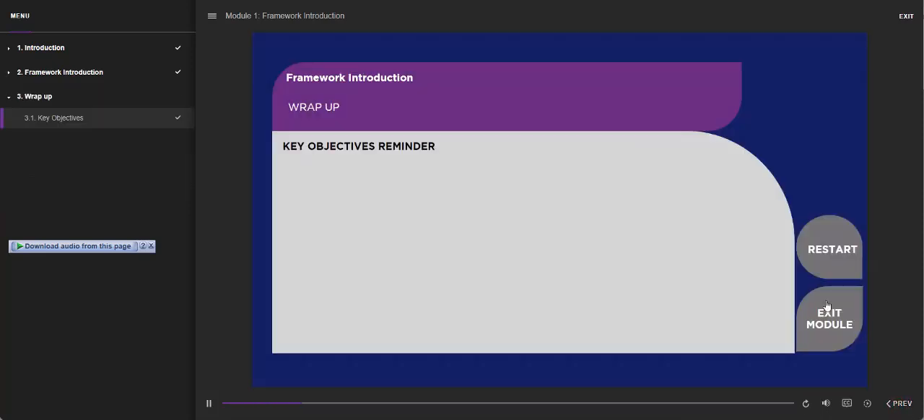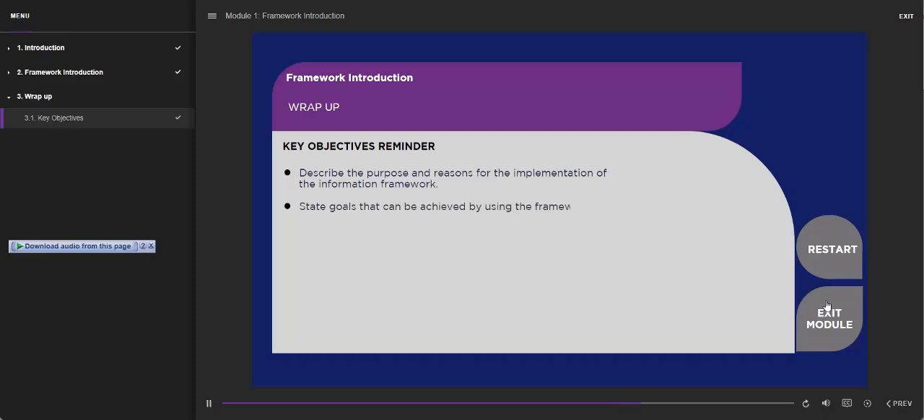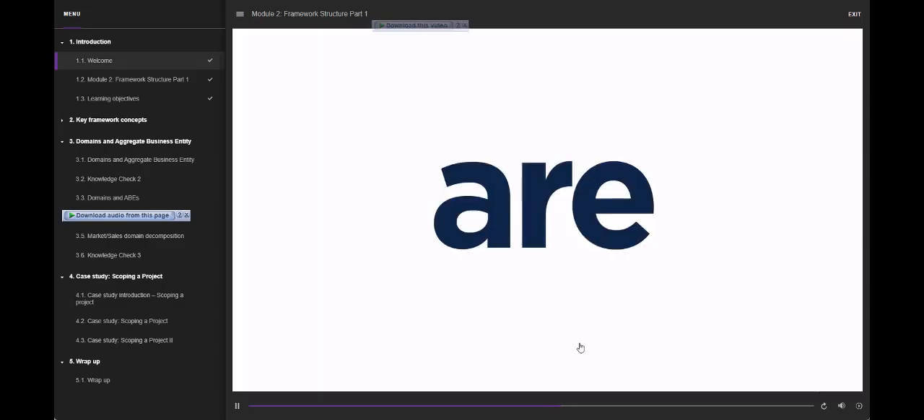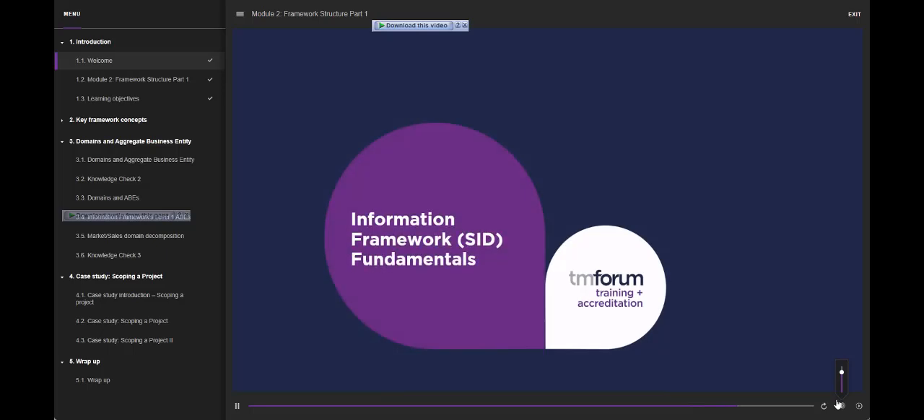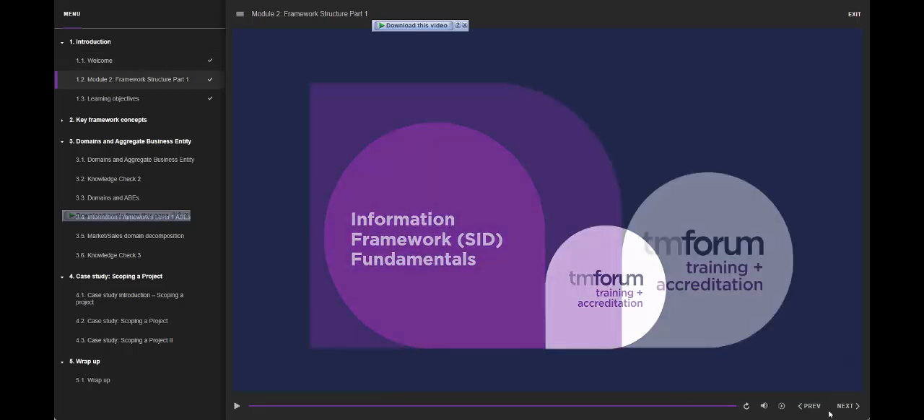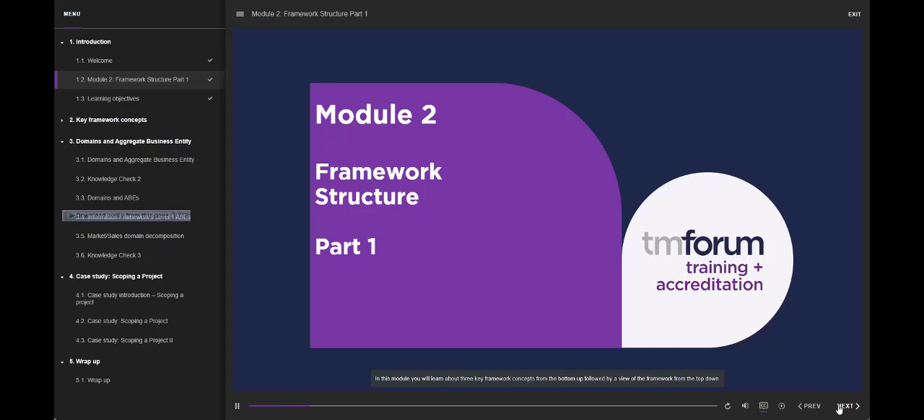The key learning objectives of this module are to describe the purpose and reasons for the implementation of the information framework, and state goals that can be achieved by using the framework. In this module, you'll learn about the 3 key framework concepts from the bottom up, followed by a view of the framework from the top down. Then a case study that describes how to use the structure of the framework to define the boundaries or scope of a project.